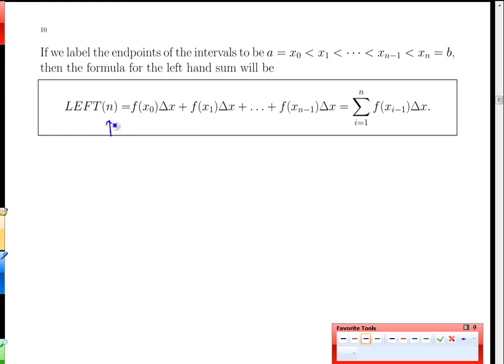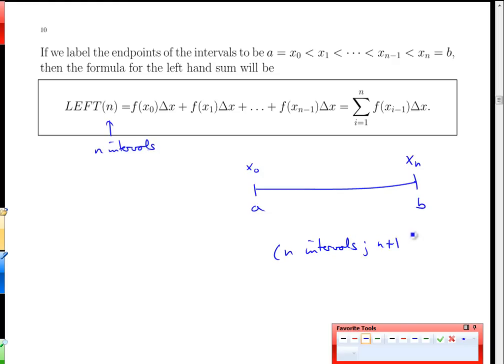So the left estimate using n intervals: the way we're going to define our values here is the initial value would be x naught, the last value would be xn. I just want to be a little bit careful here. N intervals, anyone who's done any programming, this is familiar. You have n intervals, that means you have n plus 1 boundary points.